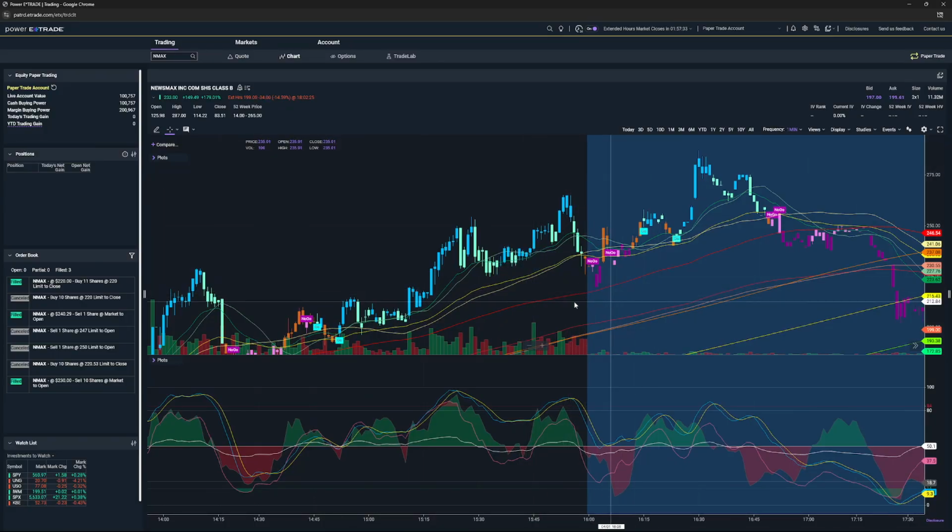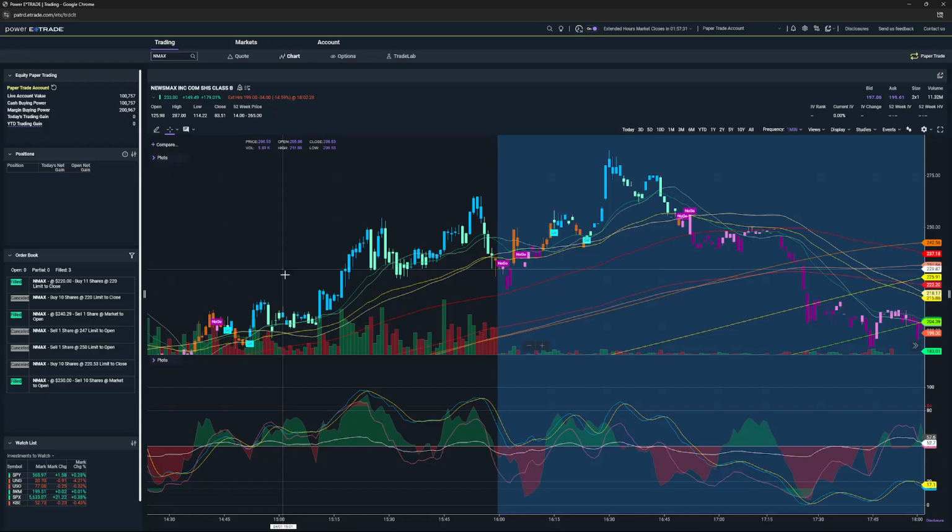Well, now what happened is it went higher. We had a higher high but a lower stochastic high. So there's the first divergence in the indicator. That's a divergence.